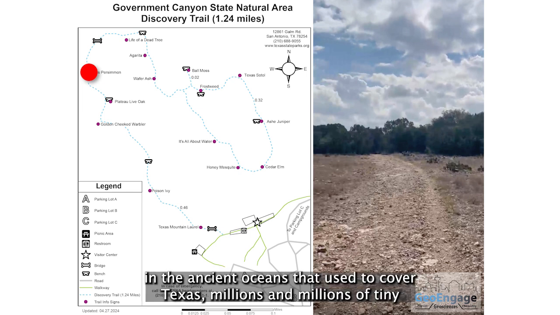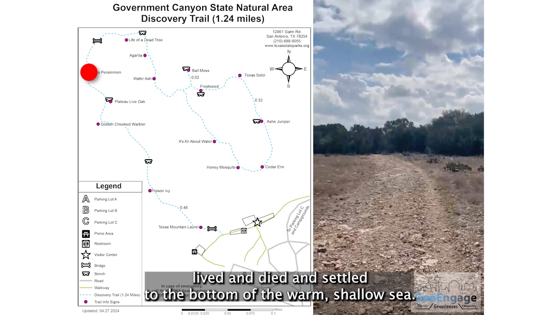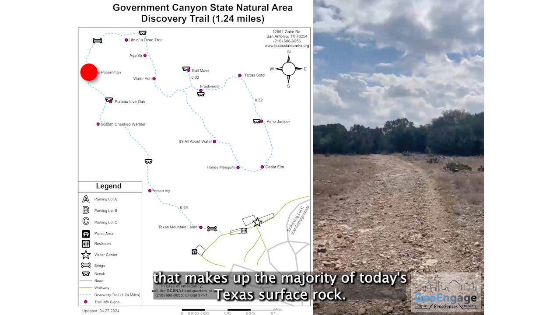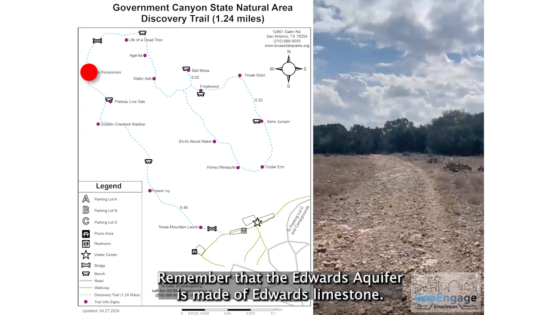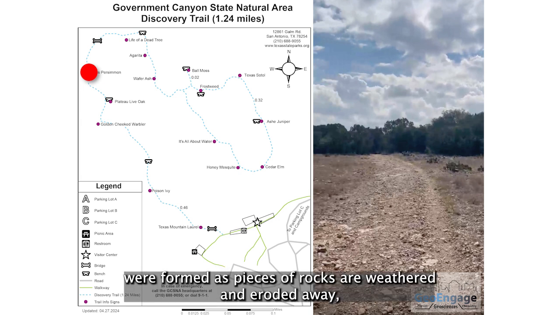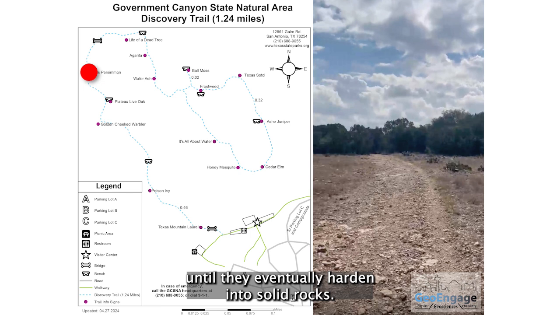In the ancient oceans that used to cover Texas, millions and millions of tiny sea creatures with shells made of a chemical called calcium carbonate lived and died and settled to the bottom of the warm, shallow sea. Over time, pressure compressed this organic material into the limestone that makes up the majority of today's Texas surface rock. Remember that the Edwards Aquifer is made of Edwards limestone. Some other sedimentary rocks like sandstones and shales are formed as pieces of rocks are weathered and eroded away, then deposited in layers which compact together until they eventually harden into solid rocks.